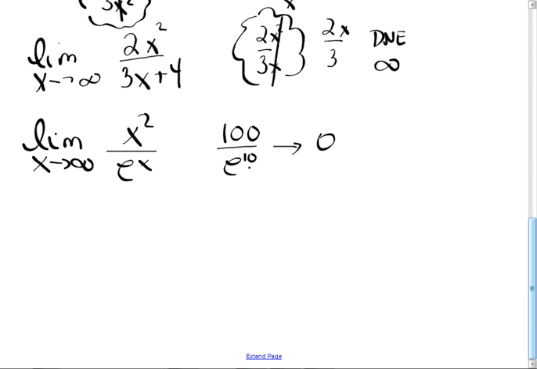Now, let's do continuity. I'm going to add a page. And do you remember what continuity is? Now, keep in mind, if I have a continuous function, what does that mean? Cole? Natalie, what does that mean?